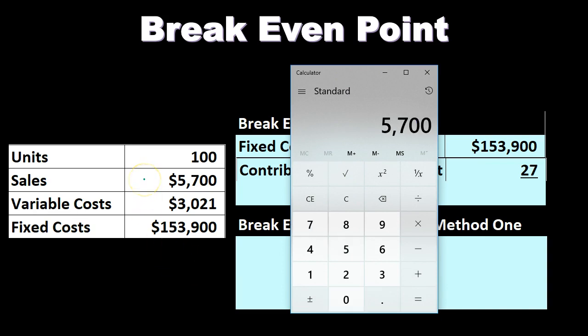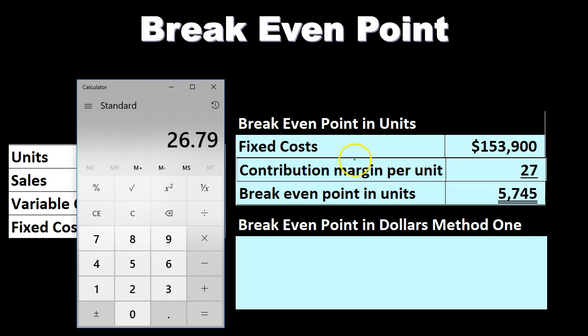This is going to be the total sales minus the 3021. That's going to give us the 2679 contribution margin. I'm going to divide that by the number of units, 100. And that's going to give us about 27. So notice there is rounding here. It's really 26.79 for the contribution margin per unit.